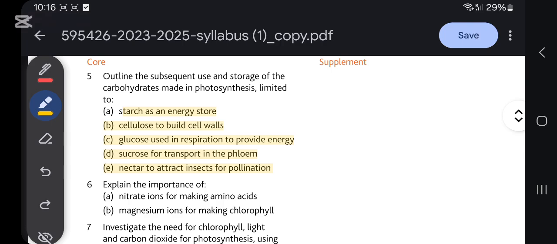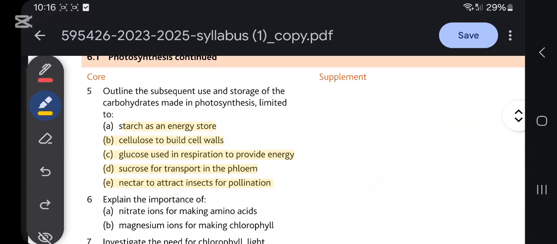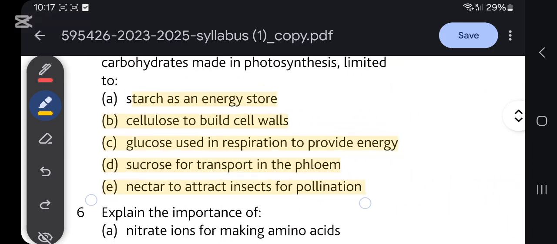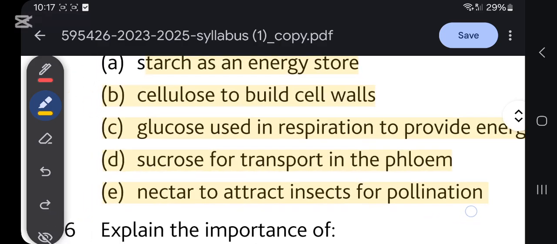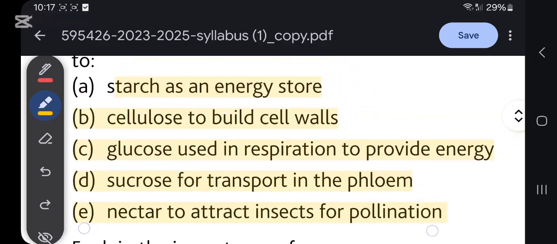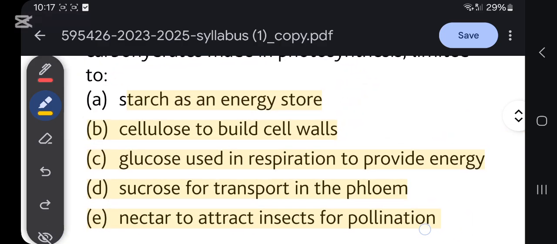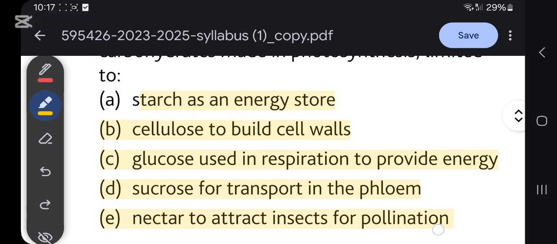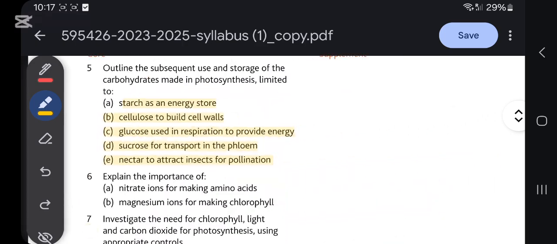Remember that. We studied before also, by the way, that starch and cellulose are both made up of glucose. Sucrose is used for transport in the phloem. And nectar is used to attract insects for pollination. Even that is made from glucose sugar. So you can see how important glucose is for the plant.